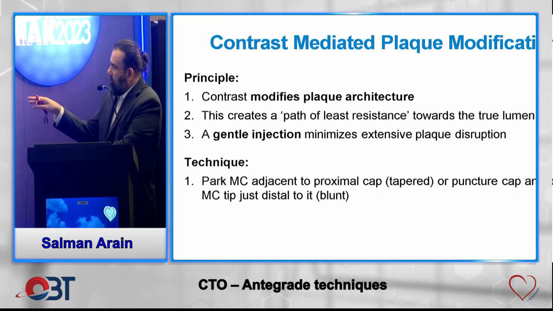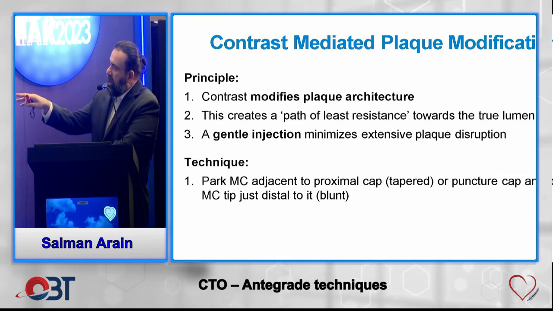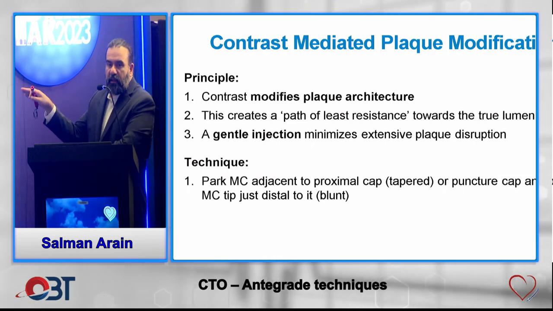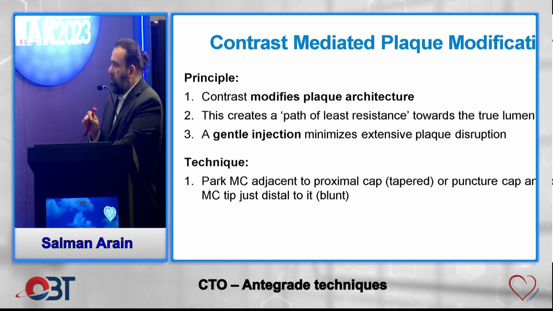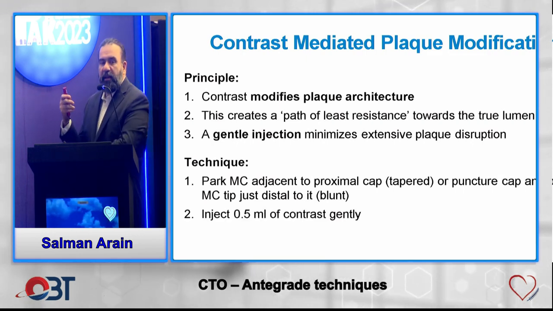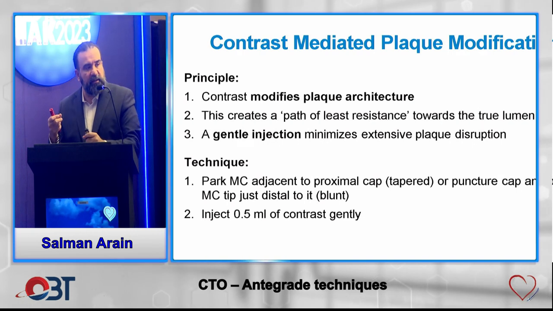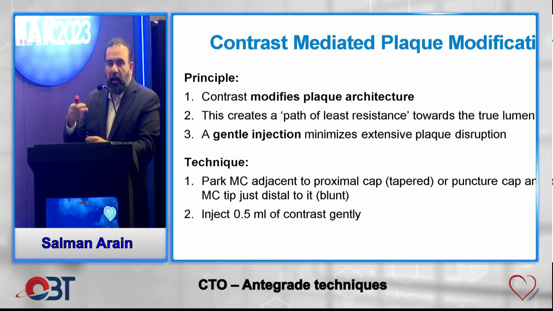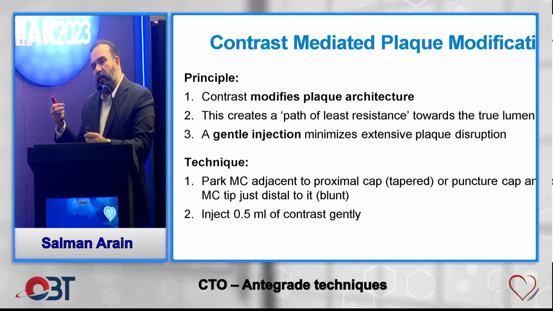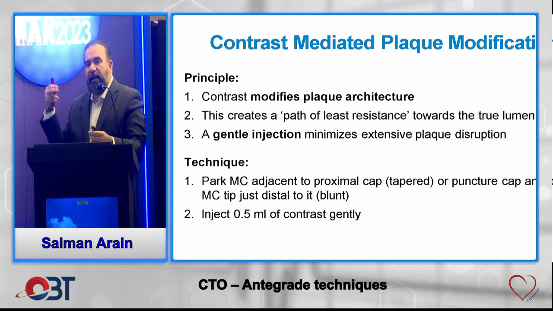Otherwise, you puncture the cap and park the microcatheter tip just distal to it because you don't want to commit to the plaque too much. Then, you aspirate just to make sure there's no air left in the system. What I do is I actually flush the hub while I'm pulling the wire out, because if you just pull the wire out, air gets sucked inside.